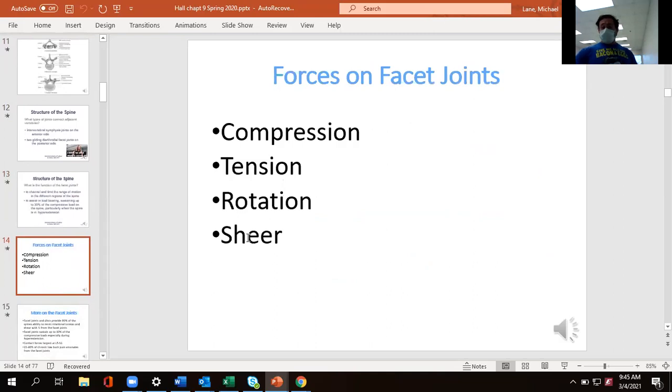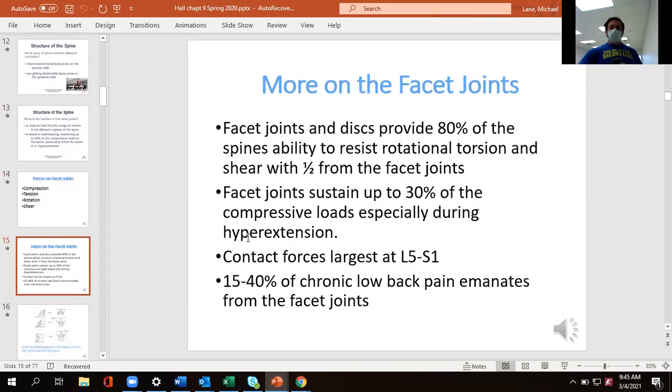Now, the forces that we're going to find in these joints: we're going to have compression, which is forces pushing things together. We're going to have tension, which is pulling things apart. We're going to have rotation, which is twisting. And then we're going to have shear, which is trying to slide one across another. Your body and your tissues are always best at dealing with compressional forces, followed by tension forces. And then we're the worst at rotation and shear. We're hands down the worst at shear.